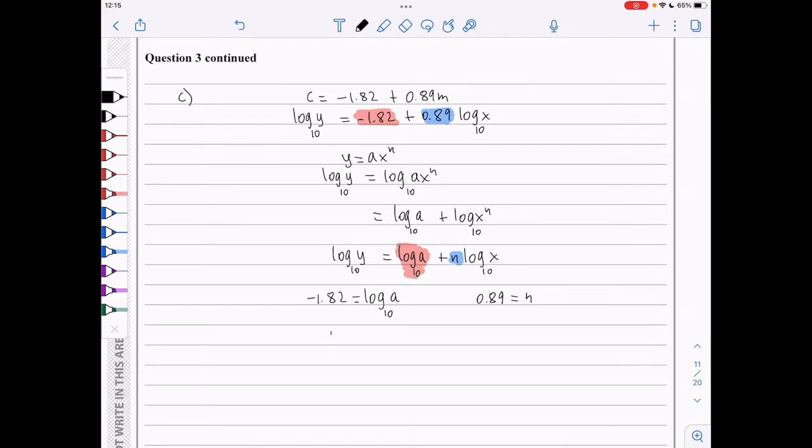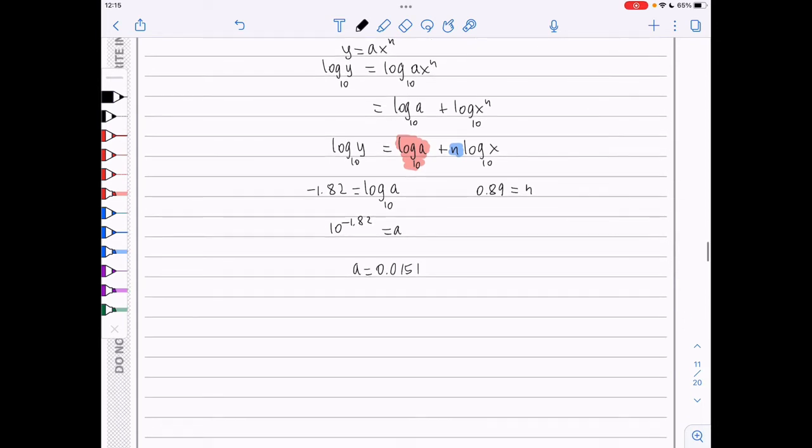This means that 10 to the minus 1.82 is equal to a. So we've got a to be 0.0151 and the model is y is 0.0151 x to the 0.89. We give answers to 3SF. Now n turned out to be 0.89, so I'm just going to stick to 0.89.